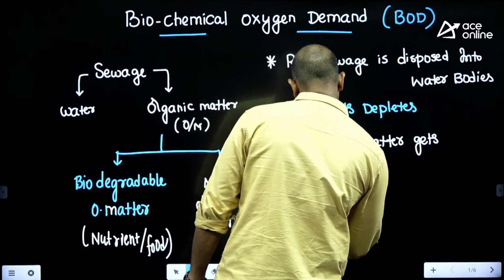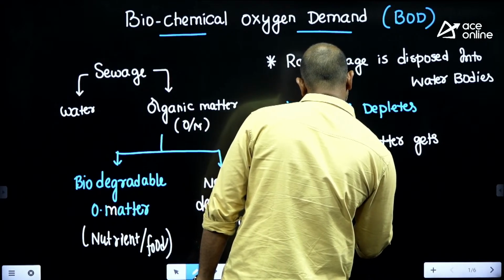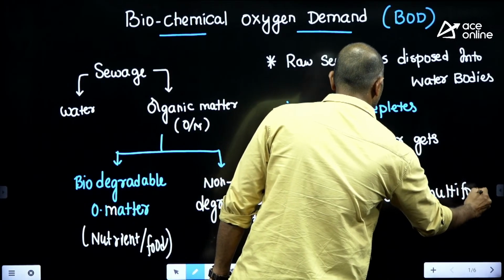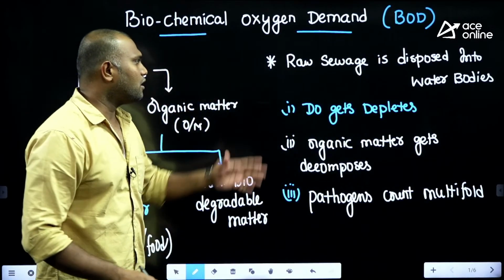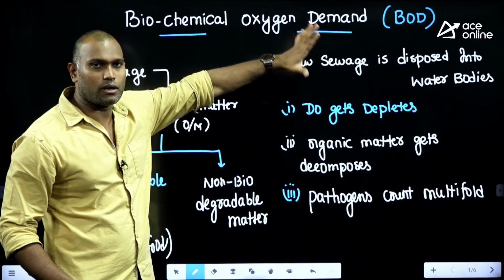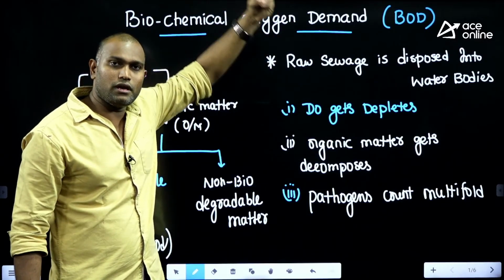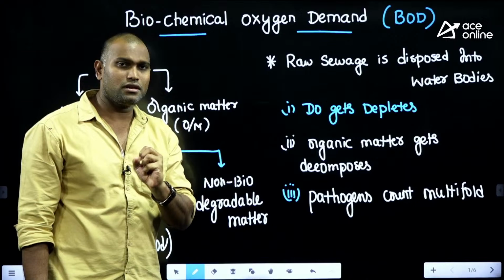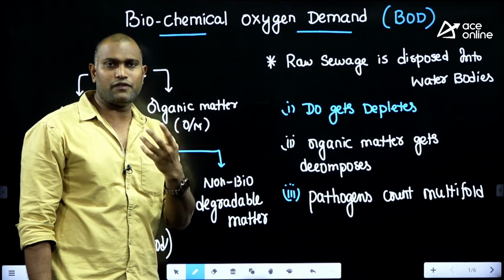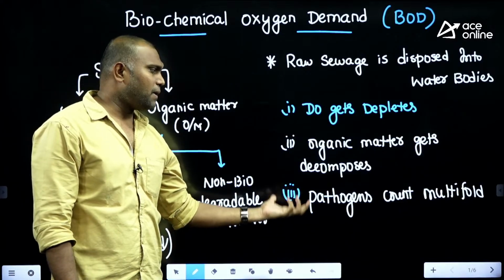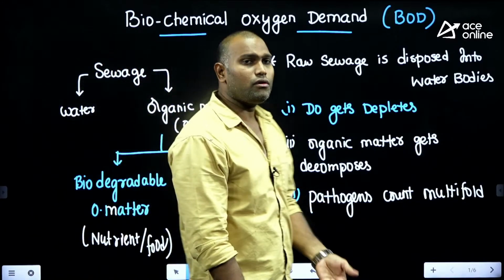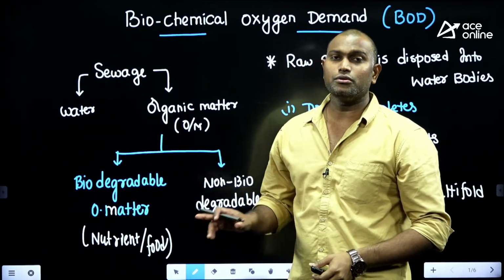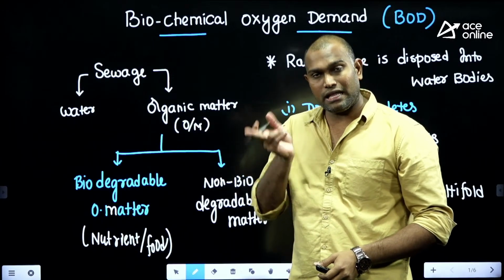Pathogens count multifold. So these are the effects that can be seen when you dump raw sewage directly into water bodies. The water body's DO will decrease, organic matter gets decomposed and creates nuisance, odor. So that is the first nuisance, odor or smell. And pathogens count multifold. So now, as an engineer, what we need to do is prepare a system where you treat the sewage and then dispose of it.